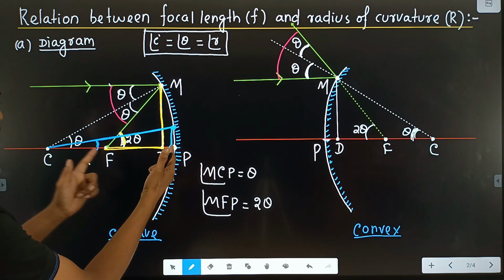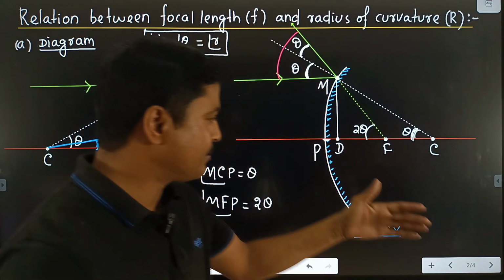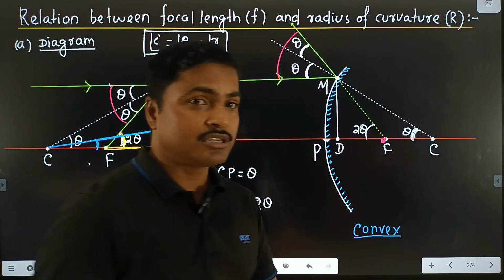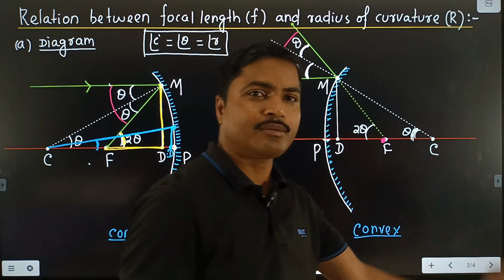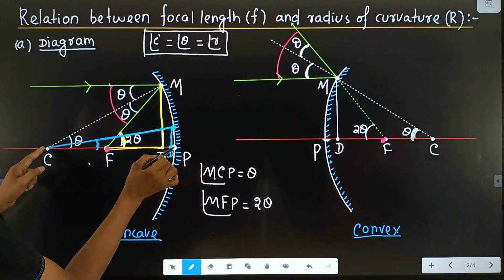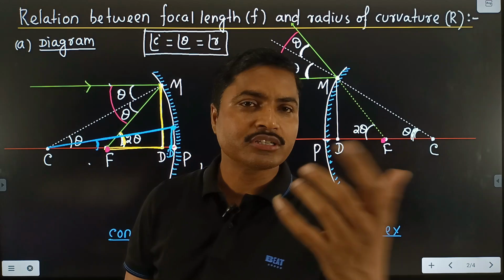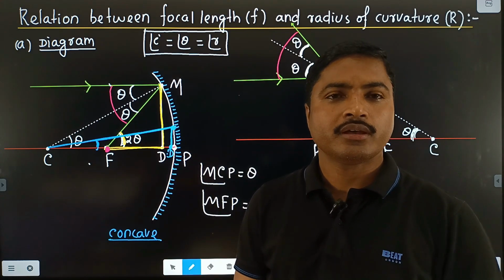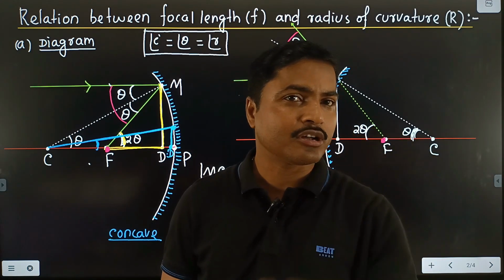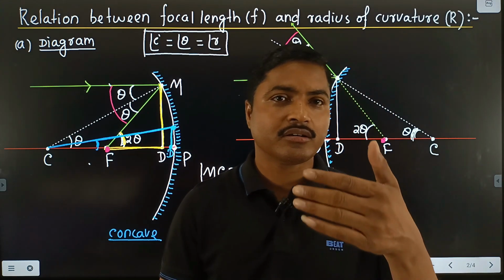If focal length is equal to half of the radius of curvature, then in case of a spherical mirror, that may be convex or concave, your focus is situated in between the pole and the center of curvature. Focus is the middle point of the pole and center of curvature, because twice of focal length is equal to radius of curvature. And this is all about the relation between focal length and radius of curvature in case of a spherical mirror. Clear?